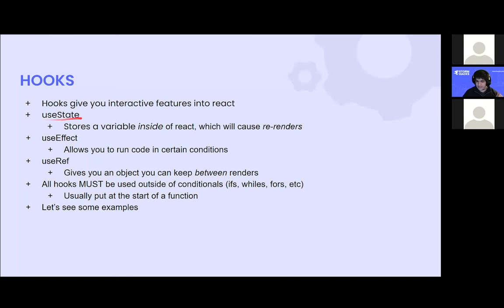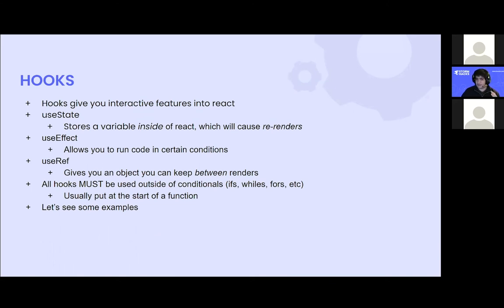useState is used to store a variable that will cause re-renders when you change its value, right? That was just a normal JavaScript variable that wasn't working, but a useState hook will work. useEffect allows you to run code in certain conditions. So let's say we only want to run code the very first time the component is rendered, or every time the component updates, or every time a certain variable updates, but not always. We can do that, and we'll see demos of this.